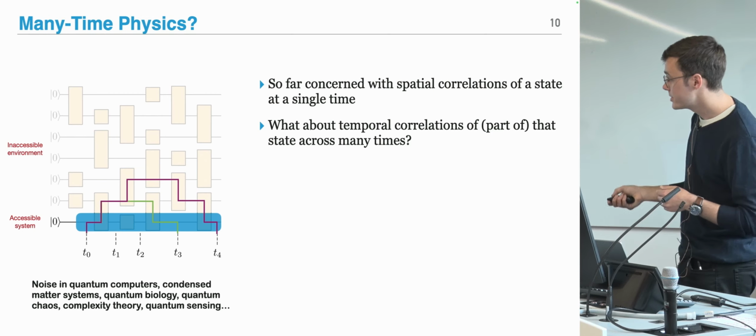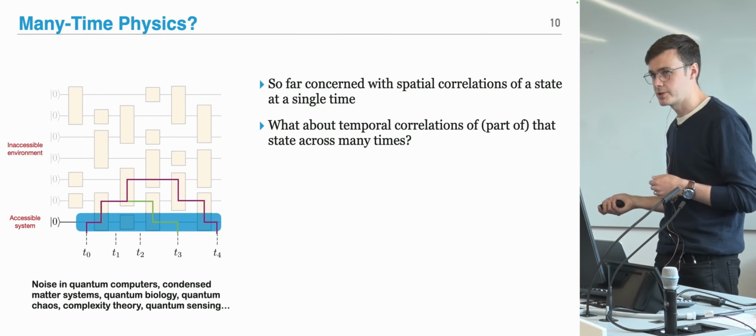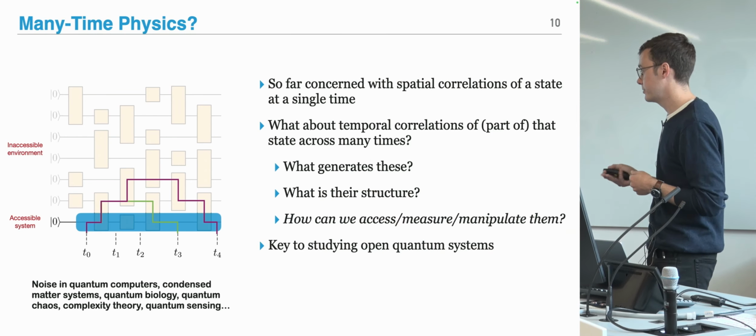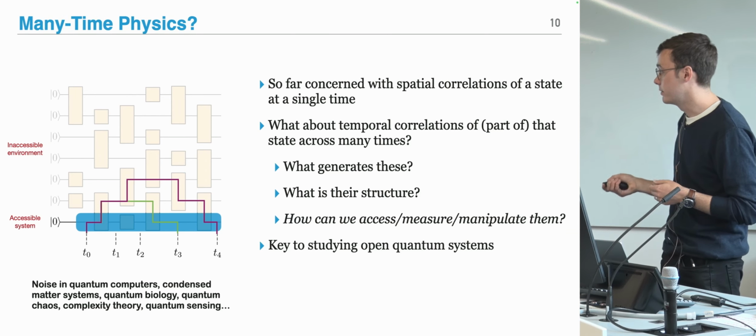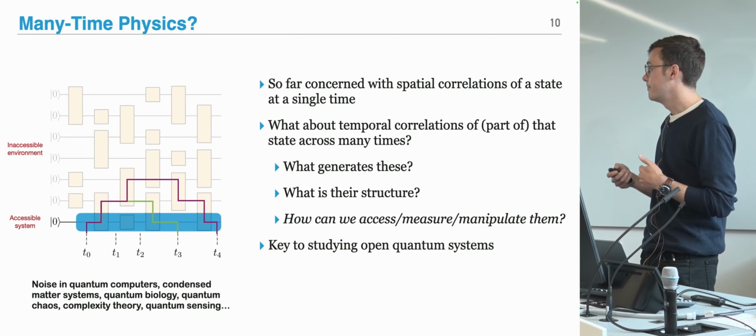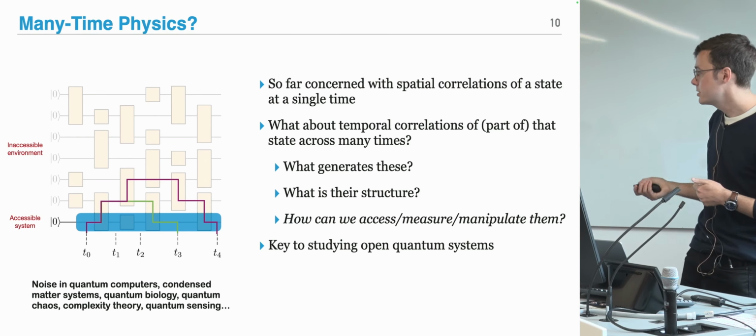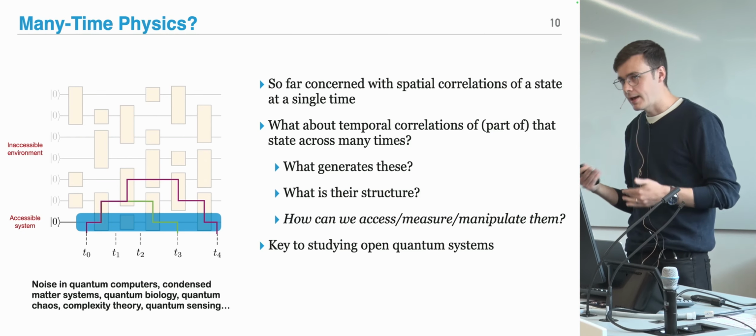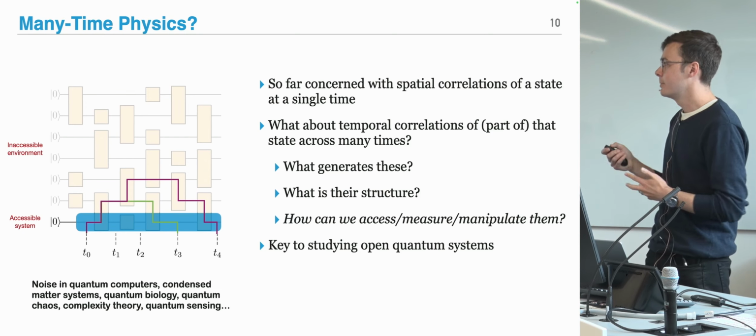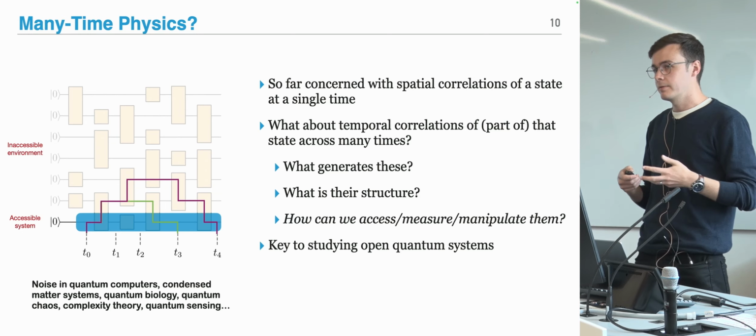We could say, measure the system at this time and measure it at this time, and see whether the outcomes of those measurements were correlated in some way. And so a set of questions that we're interested in studying is, what types of interactions with an inaccessible environment can generate these temporal correlations? How can they be structured? And in particular, how can we access them, how can we measure them, and how can we manipulate them?